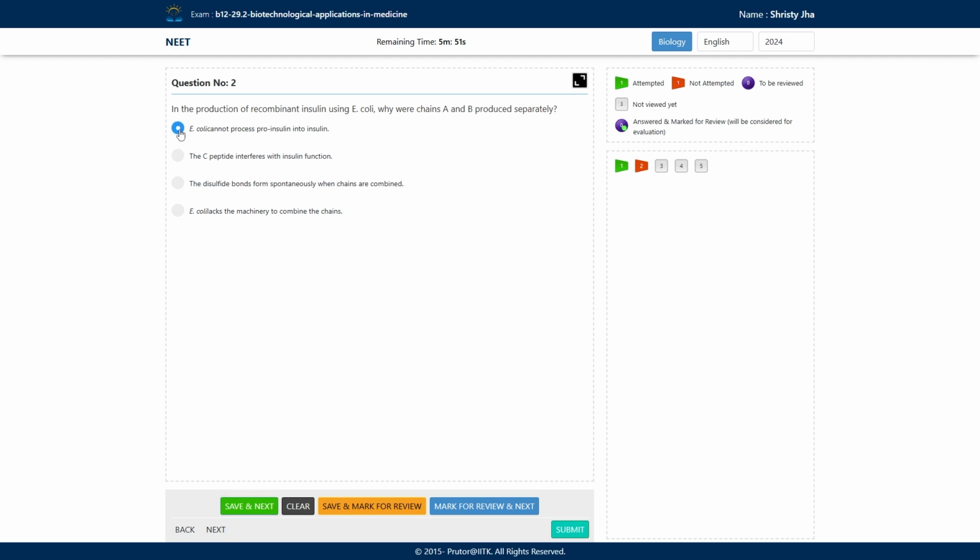Why can't the other options be the answer? The C peptide interferes with insulin function. It's not about insulin function. Because of the C peptide, it will be a proinsulin only. It won't become an insulin. The third option says the disulfide bond forms spontaneously when chains are combined. No, it is not like that. The last option, E. coli lacks the machinery to combine the chains. E. coli lacks the machinery to remove the chain C. So the answer will be option A, that E. coli cannot process proinsulin into insulin.